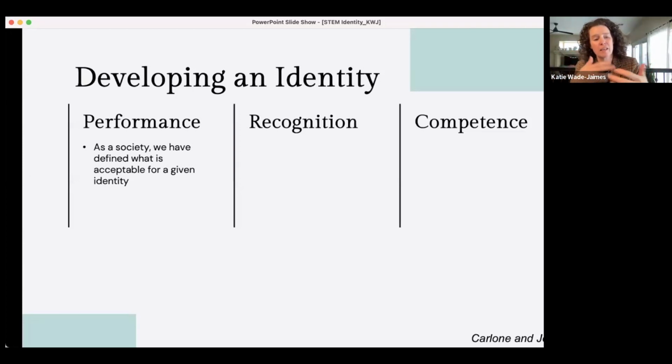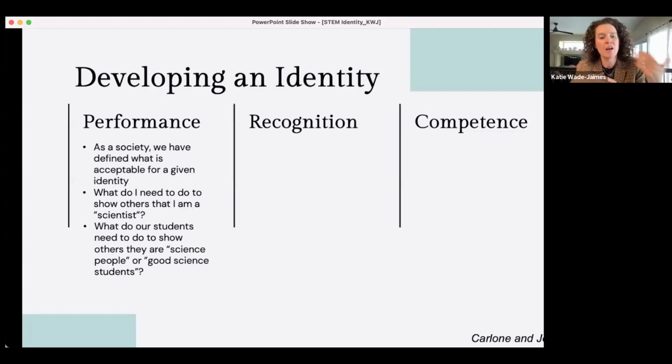If I show up, like I said, in running clothes and I'm giving a lecture in front of a class, then that's not really acceptable for that type of identity. So we want to think then, what do I have to do to show other people that I'm a scientist? How do I perform this identity of a scientist? Now, I can perform an identity all day long, and I can say, I'm a scientist, I'm doing this, I'm doing that. But I also need to gain recognition for that.